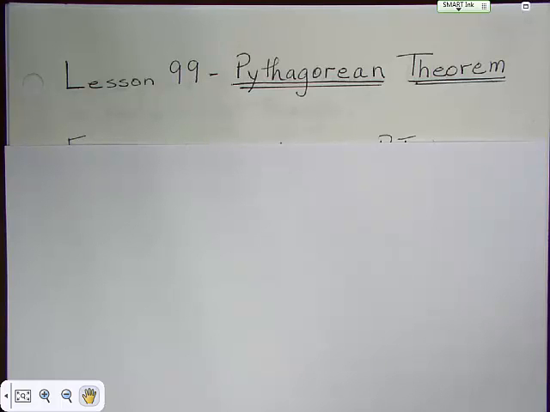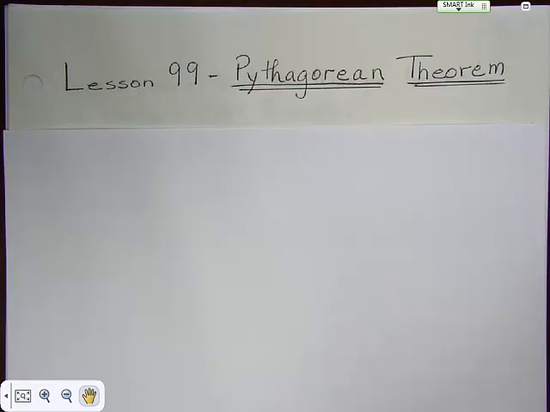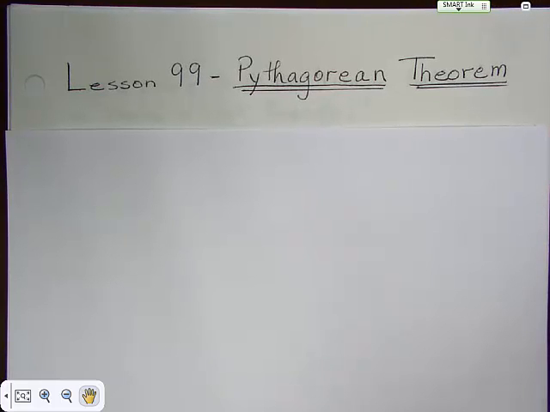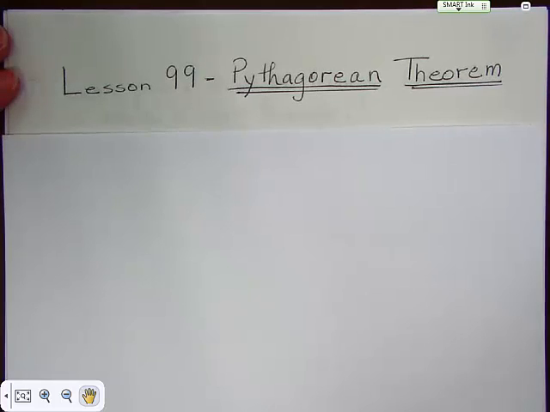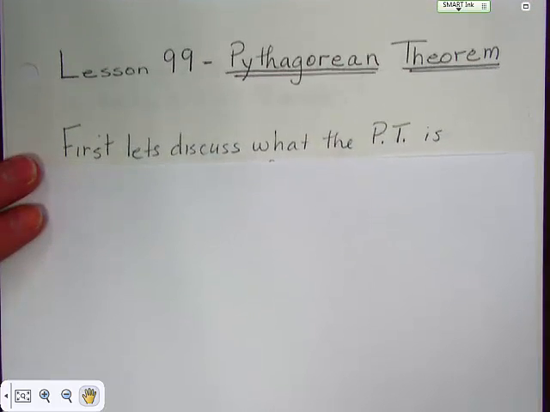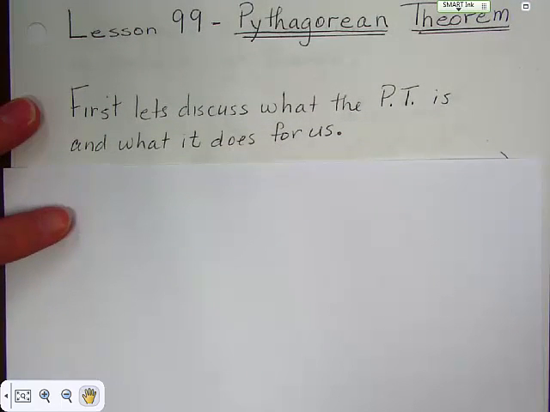Well, hi there. Today we're going to spend just a little bit of time talking about Lesson 99. Lesson 99 has to do with the Pythagorean Theorem. And the Pythagorean Theorem is a theorem that's reserved exclusively for right triangles. Let's first discuss what the Pythagorean Theorem is and what it does for us.